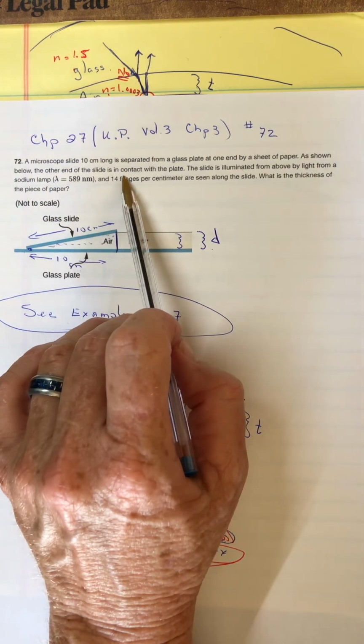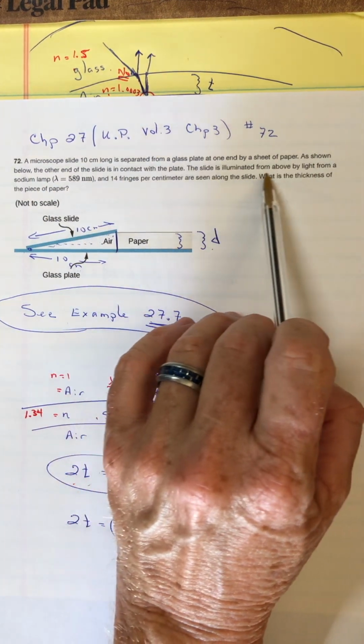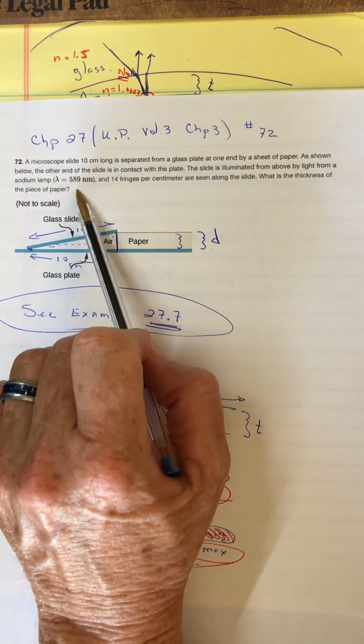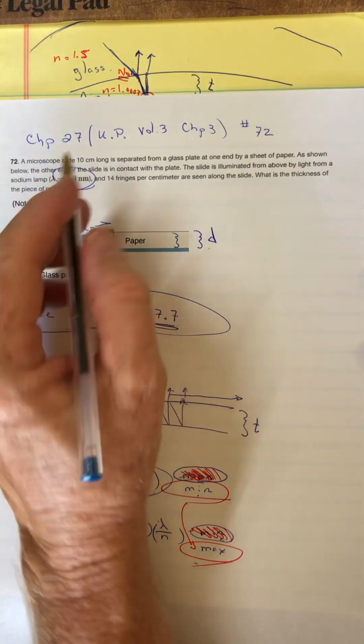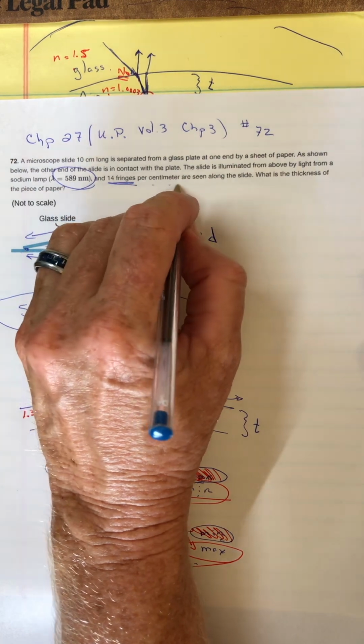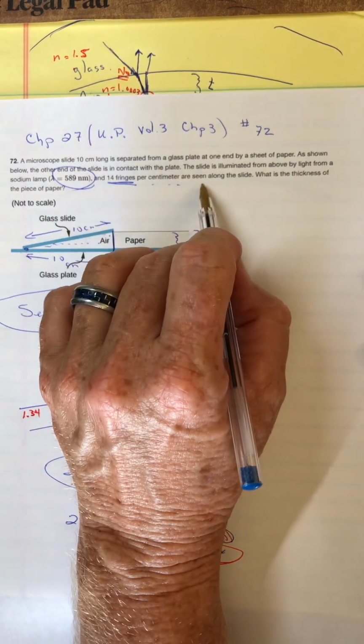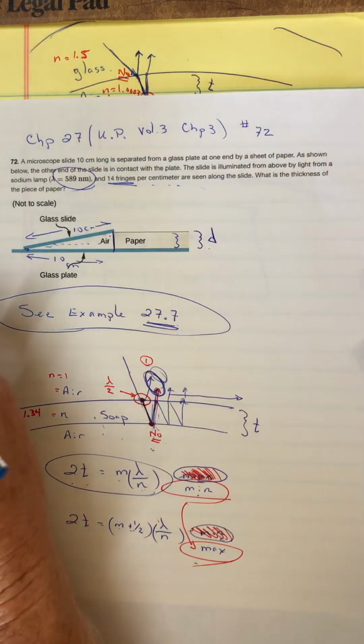That is shown in the figure. The slide is illuminated from above with a sodium lamp. So that's kind of that yellow-orange sodium lamp. So we've got the wavelength. And it has 14 fringes per centimeter seen along the side.